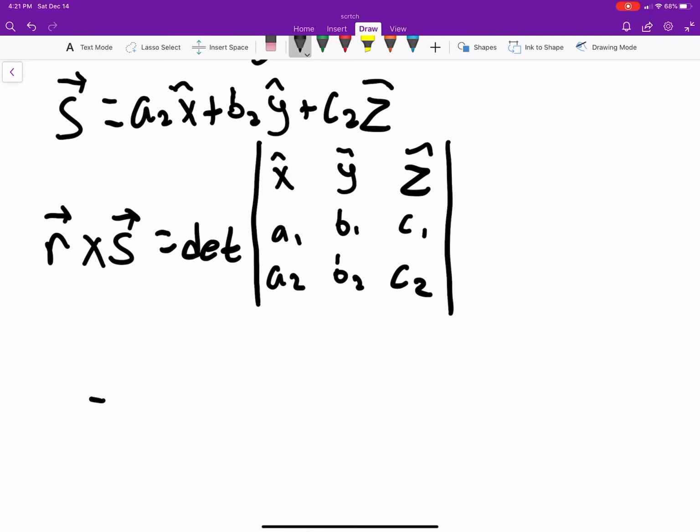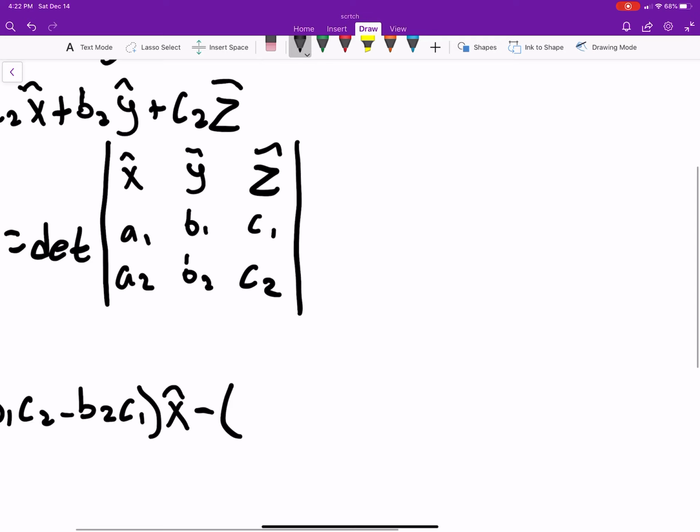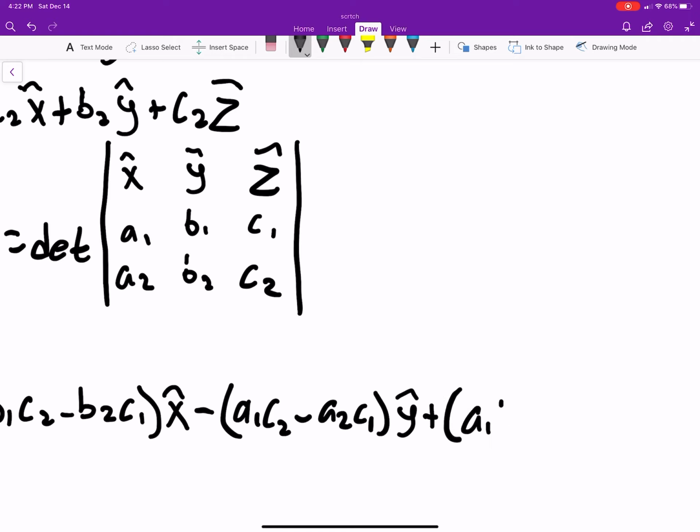So if we were to solve this determinant, which, again, if you're not sure how to do that, I would recommend looking through the previous videos. It's b1 c2 minus b2 c1, this is the x hat, minus a1 c2 minus a2 c1 y hat, plus a1 b2 minus a2 b1 z hat.